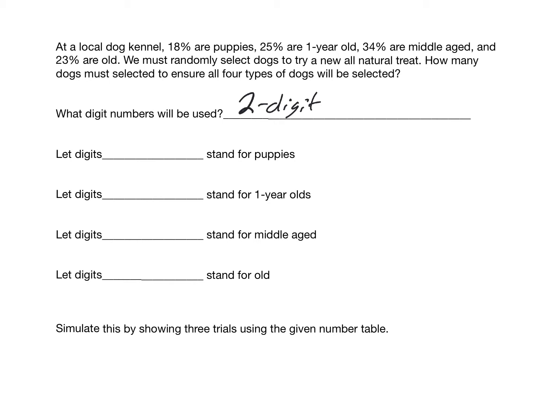What's that one? Yeah, the 18%, 25%, 34, and 23. Those numbers add up to give you 100. Therefore, we do it out of 0 to 99. So 2-digit numbers, 0, 0 to 99. What? Didn't you say 1 to 100? 100 is a 3-digit number. Right?